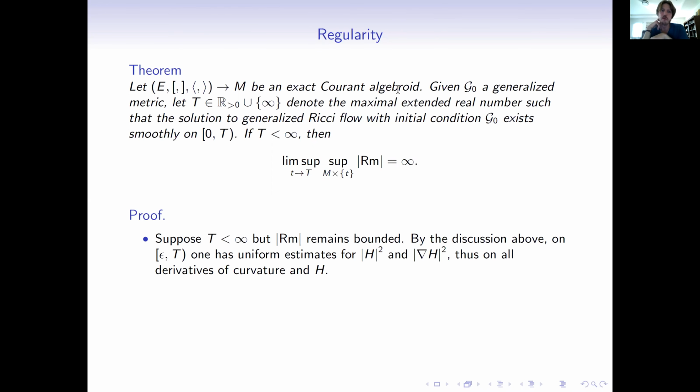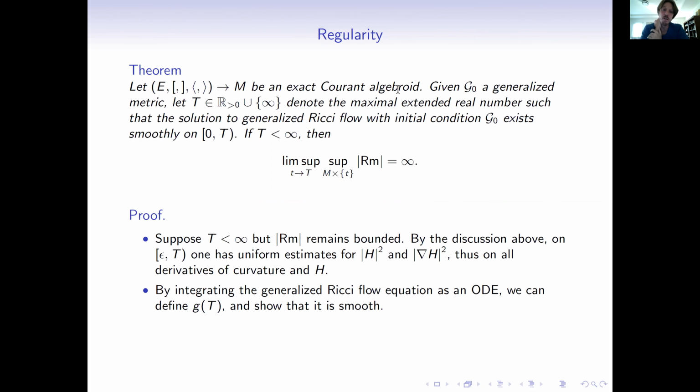And the proof is at this point a very elementary application of what we already proved. So again, we suppose that T is finite, but that somehow the Riemann curvature is bounded, say, on all of M cross 0T. Using these smoothing estimates from before, if you just chop off a little bit of time and look at the time interval epsilon to T, then you have uniform estimates for h squared and grad h squared. That was from earlier. And then from this regularity theorem we just discussed, you have bounds on all derivatives of curvature and h.